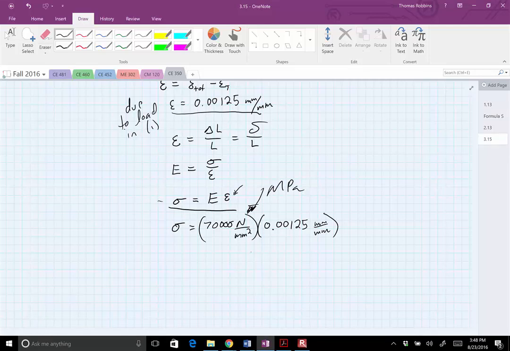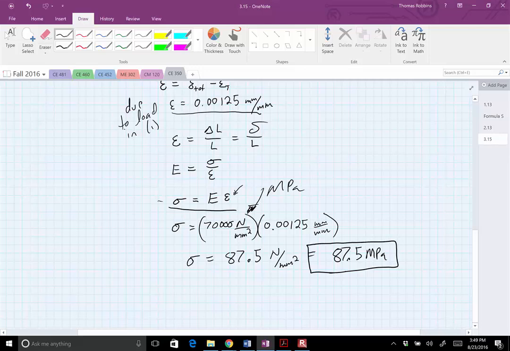So 70,000 multiplied to 0.00125, and I get 87.5. So what does that mean? Stress equals 87.5 newtons over millimeters squared, which is equal to 87.5 megapascals. And this is the answer to part A. So you should write stress equals that. Okay?